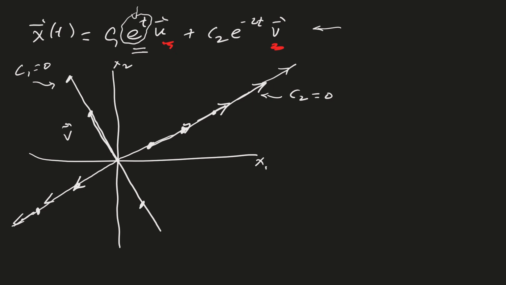Okay, and so if I start anywhere on this line, let's start down here where C2 might be negative, where do I go as time goes to infinity? Well, that's all determined by this function, right? This is the only function in time, and so e to the minus 2t is going to 0, and therefore you're going to be approaching 0 along this line, right? So if you start anywhere on this line, you're going to be approaching 0.